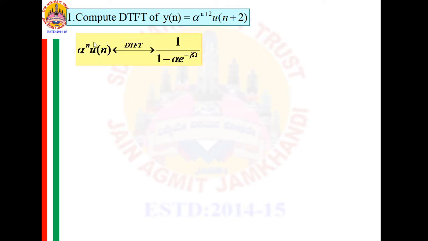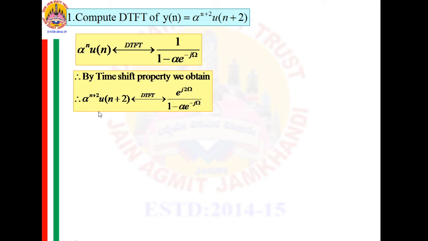See here. The DTFT of alpha raised to n u[n] is 1 by 1 minus alpha e raised to minus j omega, and then the time shift property says that if n here is shifted by an amount of n plus 2, then accordingly an exponential term we have to add in this DTFT of alpha raised to n u[n]. So, by the time shift property we have the DTFT of alpha raised to n plus 2 u of n plus 2 is e raised to j 2 omega by 1 minus alpha e raised to minus j omega. So, this is the DTFT of alpha raised to n plus 2 u of n plus 2.